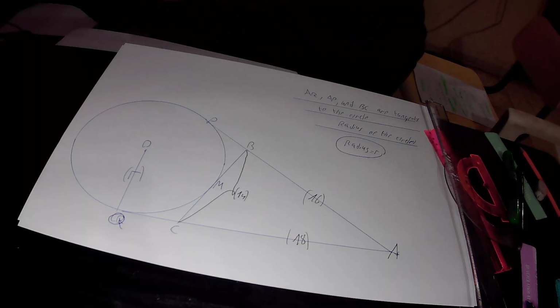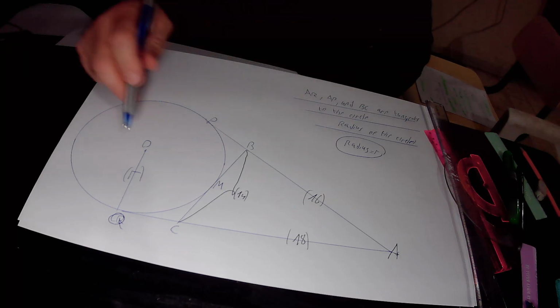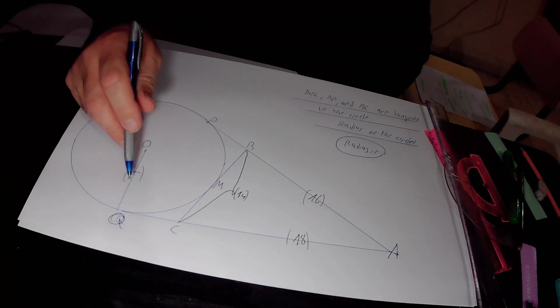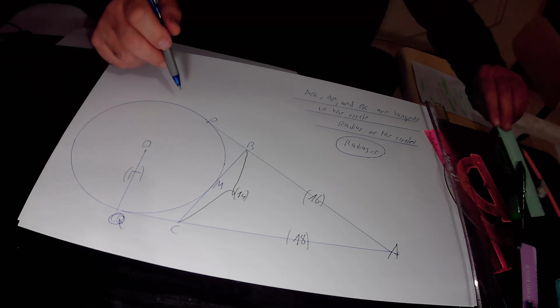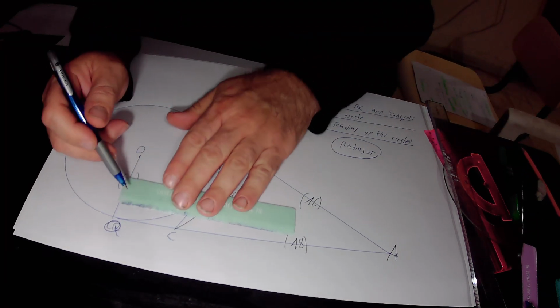Whenever you have a radius that is drawn to the point of tangency, then tangent AQ will be perpendicular to the radius QO. If AQ is perpendicular to QO, it means that this angle equals 90 degrees in size, according to rule 1.